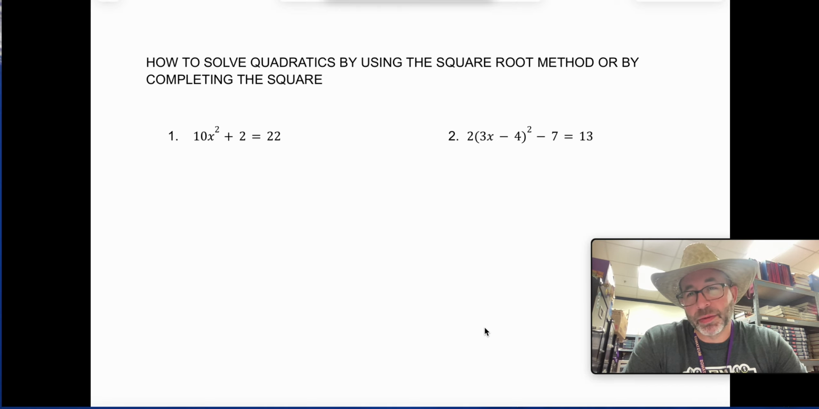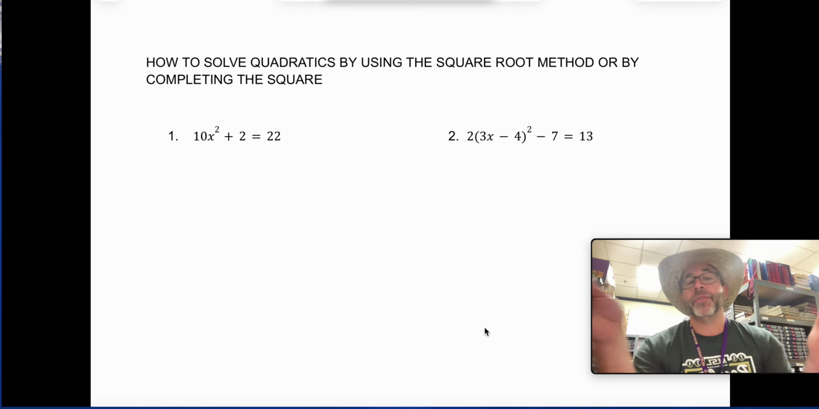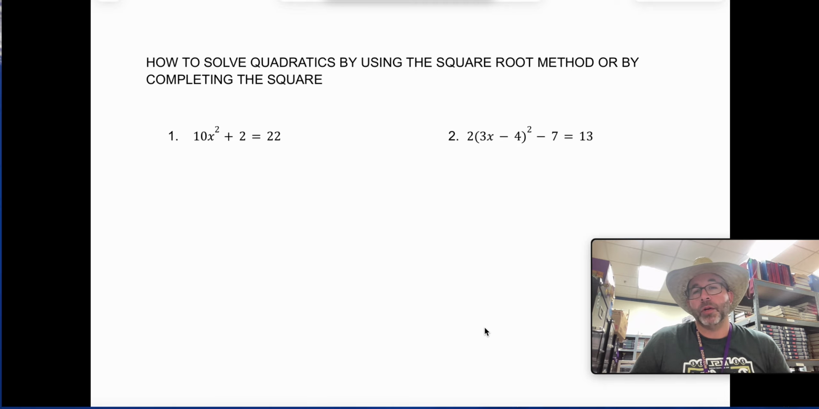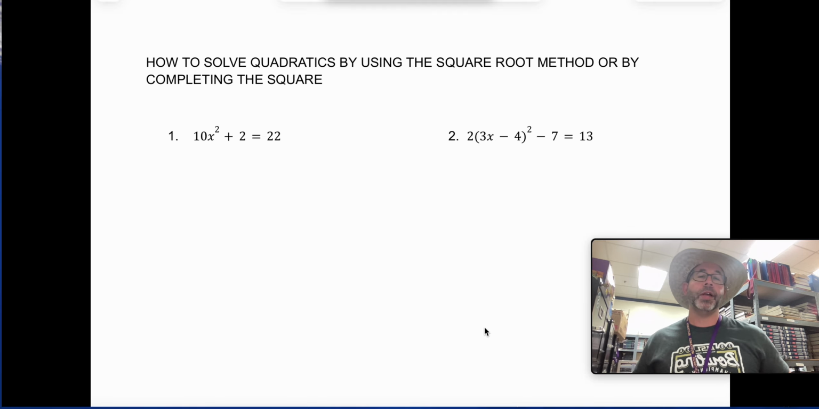This one is going to be related to how to solve quadratics by using the square root method or by completing the square. We have a lot of different methods when it comes to solving quadratics, and by definition, remember, quadratic is anytime we have a square somewhere in my problem, and that's the highest degree that we have. There's factoring, there's guess and check, there's grouping, there's a square root method, completing the square, quadratic formula, using the calculator. These are just two of the methods right here.